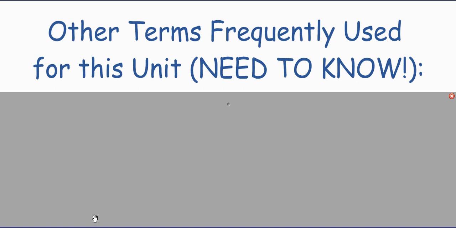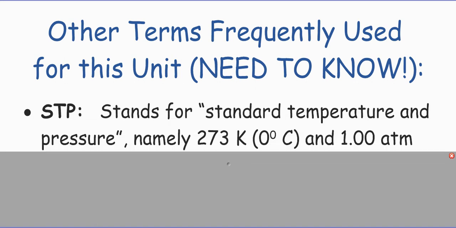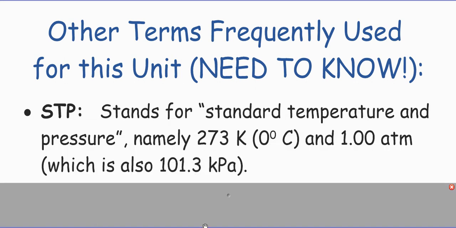Just to end this video, some other terms frequently used for this unit that you need to know is STP. That stands for standard temperature and pressure. And so if a problem says you're at STP, then you know that the temperature is 273 Kelvin or 0 degrees Celsius, and you're at atmospheric pressure. Okay, so you could be in any of those standard units for pressure. That's what STP stands for.